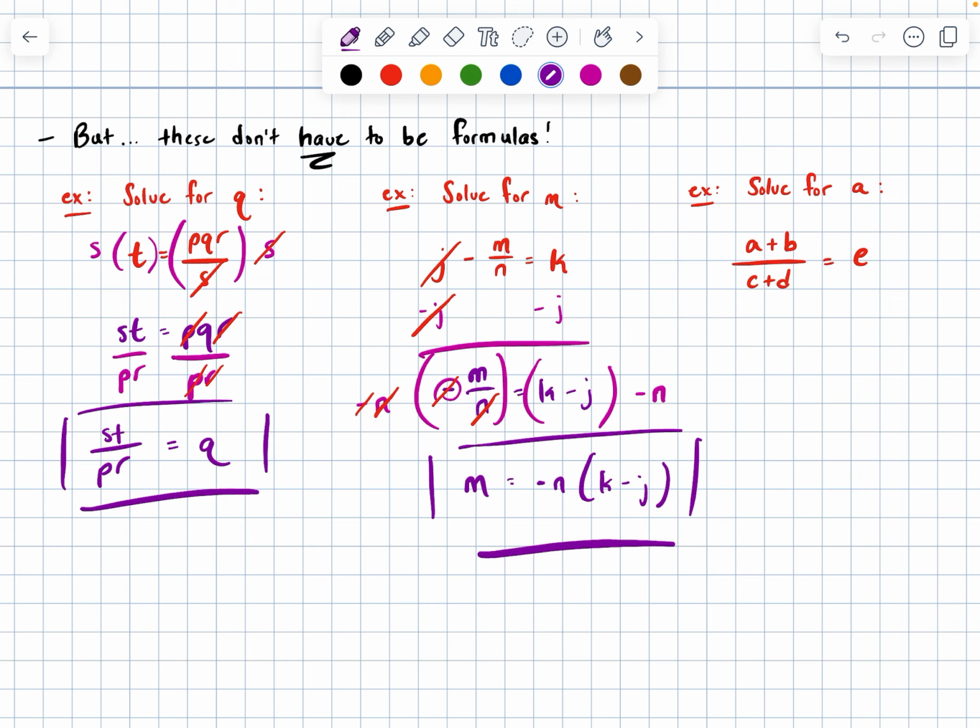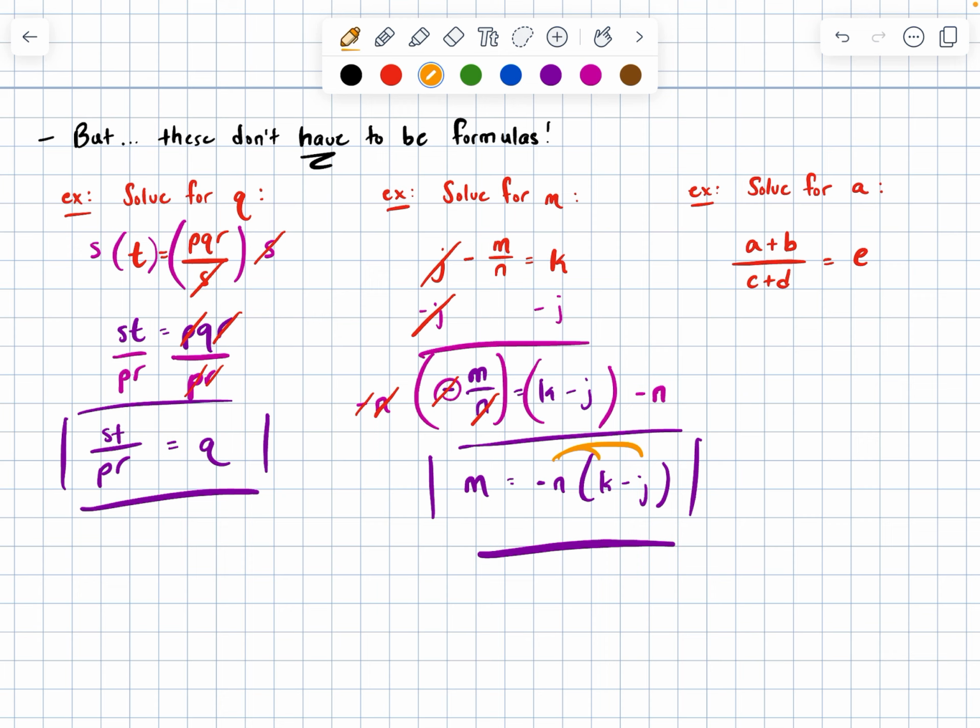If you want to, by the way, you're welcome to distribute. I'm not going to, because I'm in the business of making my life easier, and if I distribute, then that makes my life harder. But if you want to distribute, you wouldn't be wrong, right? Negative nk and then the two negatives, so negative nk plus nj, totally fine. I'm going to leave it like this and save myself some suffering.